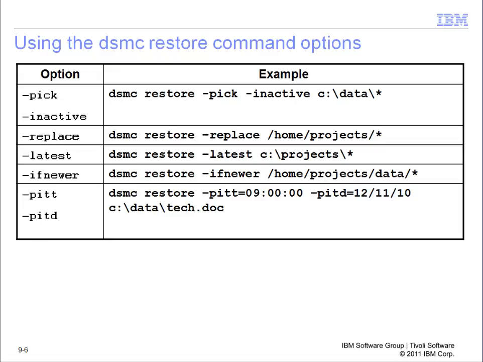Now there are times when you want to do this, such as a point in time restore, which we can see down here. To specify the point in time, it's -PITT, point in time time, and -PITD, point in time date. We also have -latest and -ifnewer. You can say DSMC restore -latest to restore the latest copy. You can also specify -ifnewer. And ifnewer means, like it says, if the backup copy is newer than the copy that is on the client system, you're going to replace it.